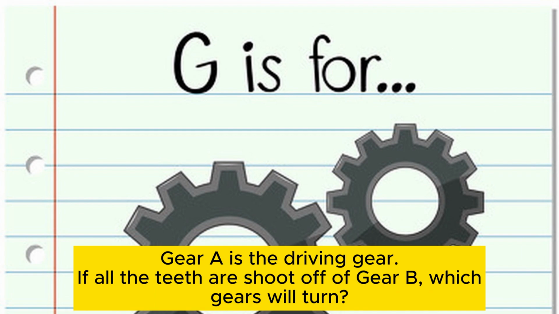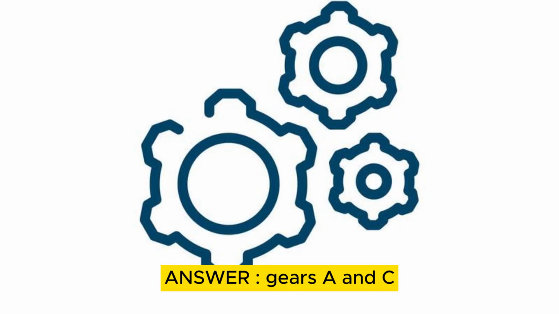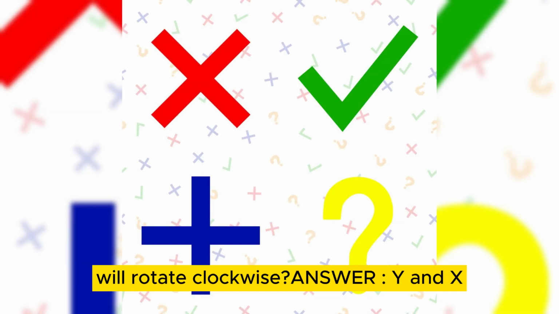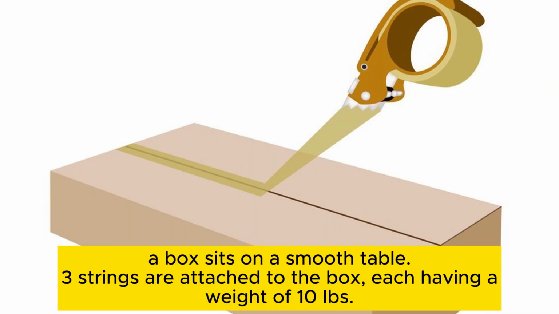Gear A is the driving gear. If all the teeth are shorn off of gear B, which gears will turn? Answer, gears A and C. A series of 4 gears W, X, Y, Z is driven by pulley V and a belt. If V turns in the direction shown, which gears will rotate clockwise? Answer, Y and X.